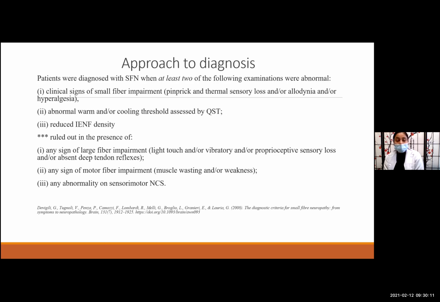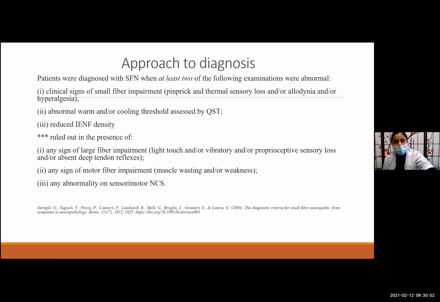Because it is a very challenging neuropathy to identify, diagnose, and then treat, there are a few studies that came out with approaches to how you would diagnose this condition. Firstly, it's always the history, then your physical examination and your specific investigations. This study was done in Italy, and they came up with a method of how you would approach the diagnosis.